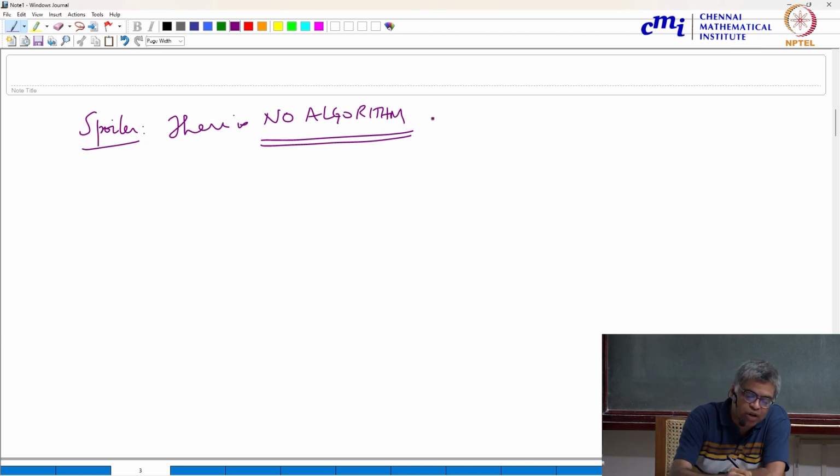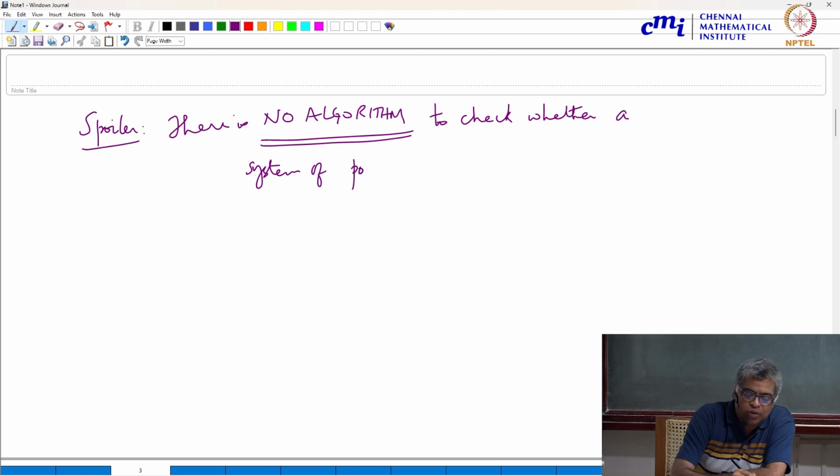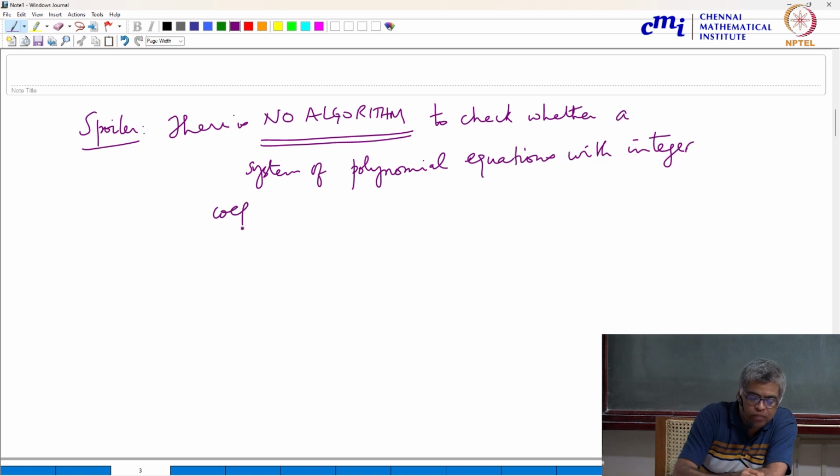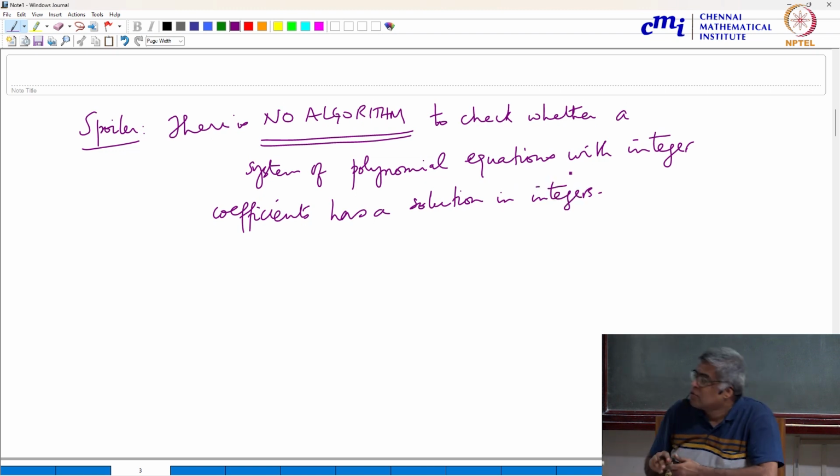Yes, there is no algorithm to check whether a system of polynomial equations with integer coefficients has a solution in integers. So what I'll do in this lecture, however much as it's possible, is to try to give you an idea of how people proved this.